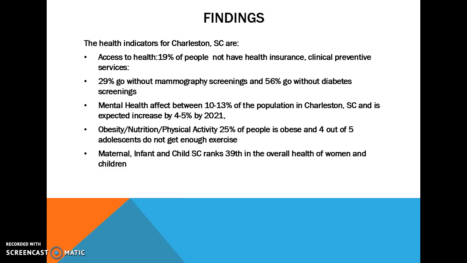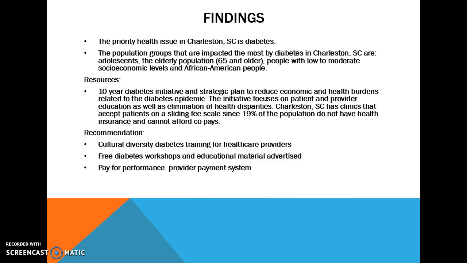For maternal, infant, and child health, South Carolina ranks 39th in the overall health of women and children. As I said before, the priority health issue in South Carolina is diabetes. The population groups that are impacted the most are adolescents, people that are 65 and older, people with low to moderate socioeconomic levels, and African American people.